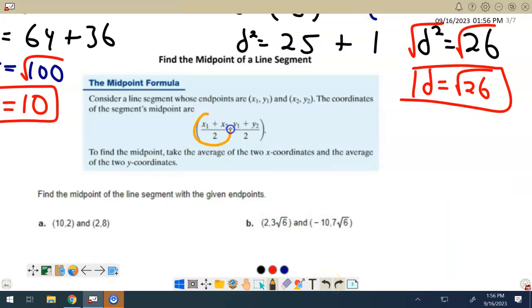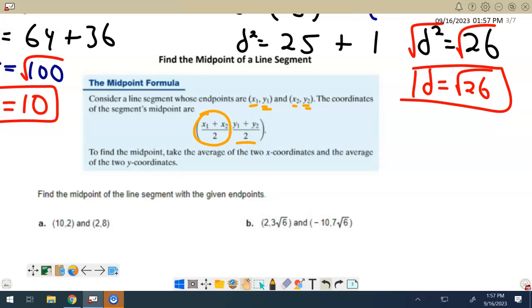So let me try to draw that circle again. So to find the x coordinate of my midpoint, I average the x coordinates of the 2 points that I've been given. And the way you take an average with two numbers is you add the two numbers together and you divide by 2. So that literally is all you're doing here, taking an average of the x values by adding them together and dividing by 2, and then taking the average of the y values, which is what's happening here. And that gives you the y coordinate of your midpoint. All right, so that's the formula.